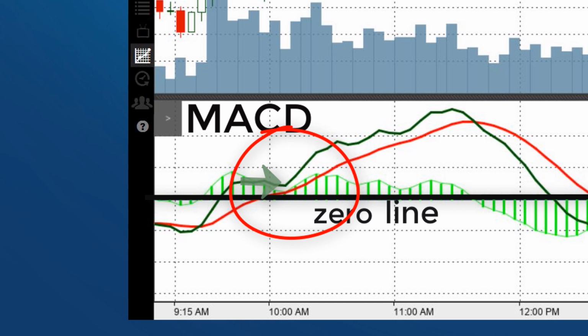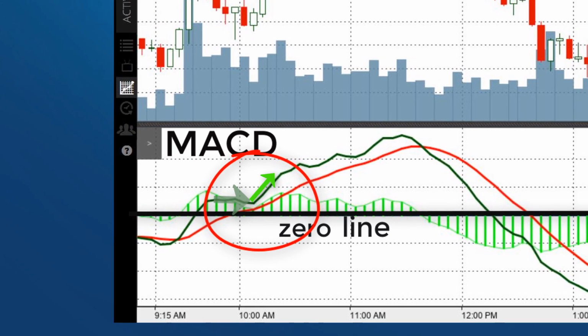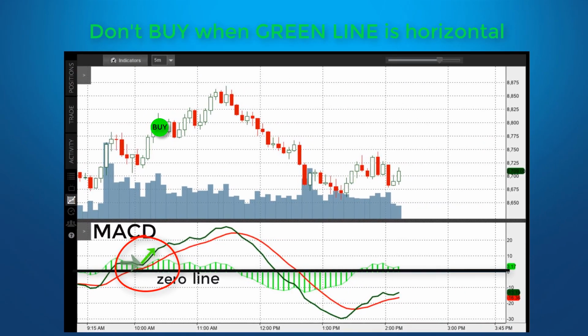The green line goes from horizontal up to a 45-degree angle. So now the green line's above the red line. Momentum is increasing because the distance between the 2 lines is increasing, and that's a definite buy signal. So I guess you could say my addendum to the rule of thumb is wait till that green line is up at a 45-degree angle, or at least rising much faster than the red line, so you can make sure you have a good positive buy signal.